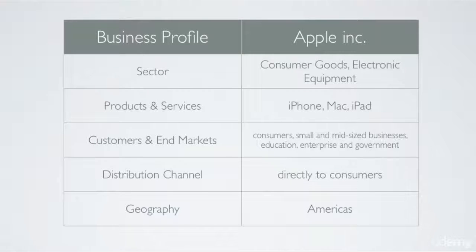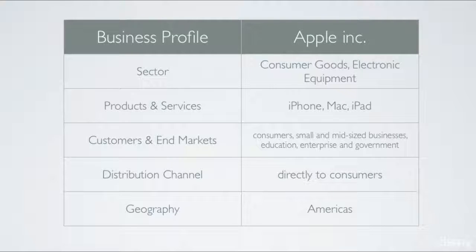Now, as target company, we selected Apple Corporation. Apple is operating in the consumer goods and electronic equipment sector. Its main products and services are the iPhone, the Mac, the iPad, also other services that Apple actually gives to its customers. But the first 3 products that make most of the sales for Apple are the iPhone, the Mac, and the iPad. Then as for the customers and end markets, we know that Apple serves consumers, small and mid-sized businesses, and also education, enterprise, and government.